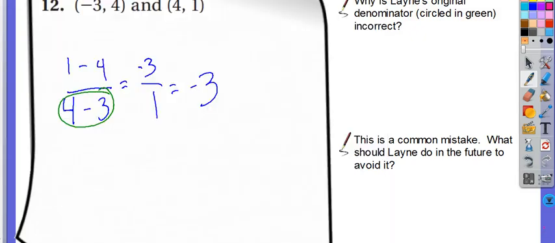So, what mistake does Lane make? The green circle? Is it supposed to be like 4 minus a negative 3, which would make it 4 plus 3? What does everybody think? You know, 3 minus 4. No? Yes?